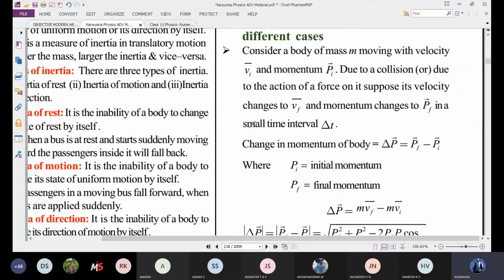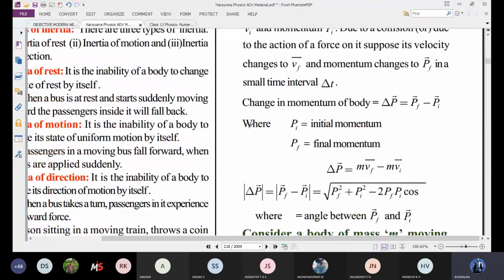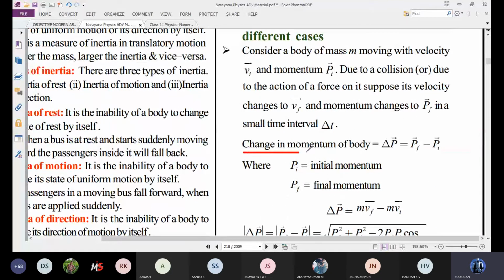This is change in momentum. So del P equal to P vector F minus P vector I. So what is P vector F? That is the final momentum minus initial momentum. So there are two situations. Initial momentum is there, final momentum is there. That is changing momentum. Changes are a small difference, it is known as del P. So del P equal to mass into final velocity minus mass into initial velocity. So definitely there is some change.